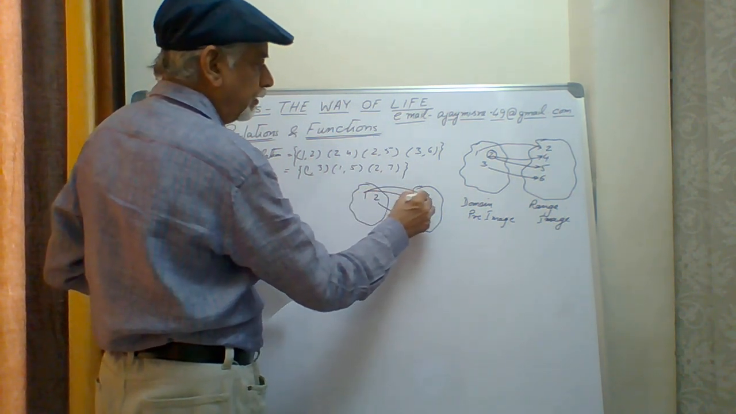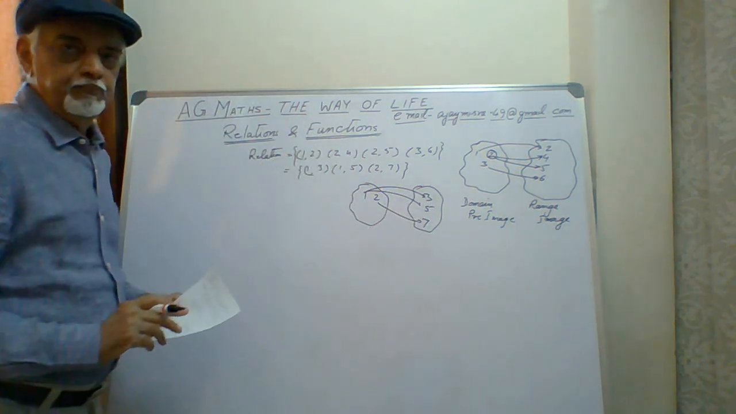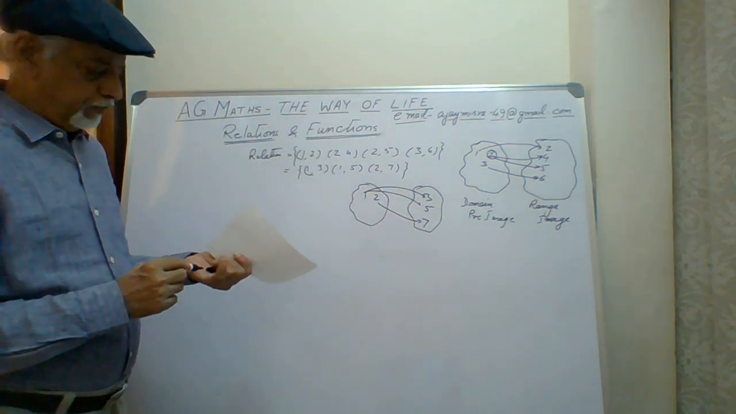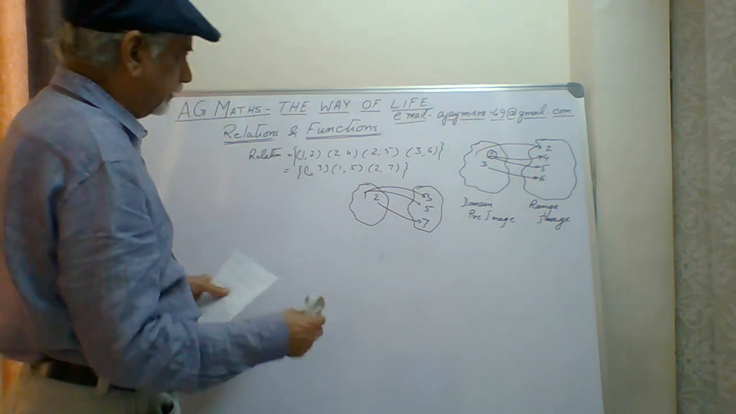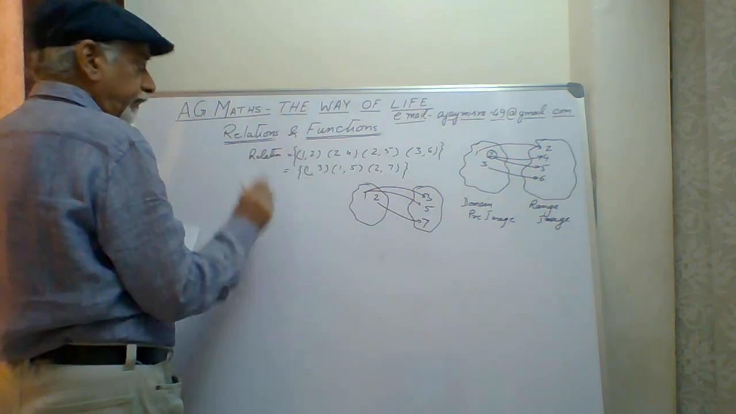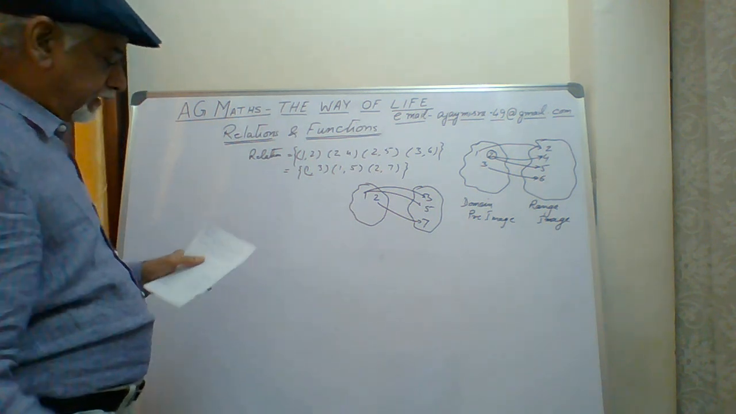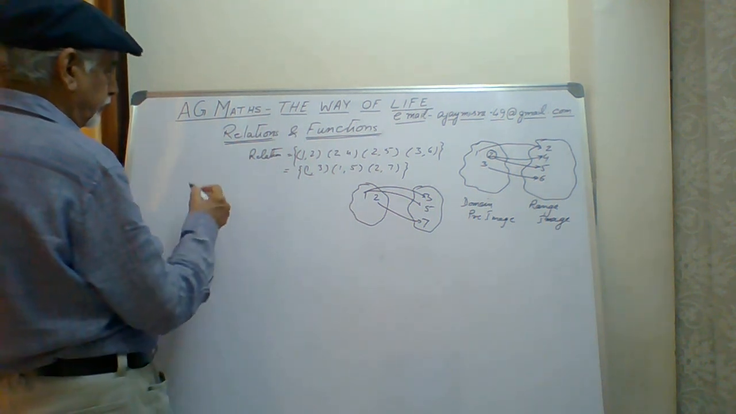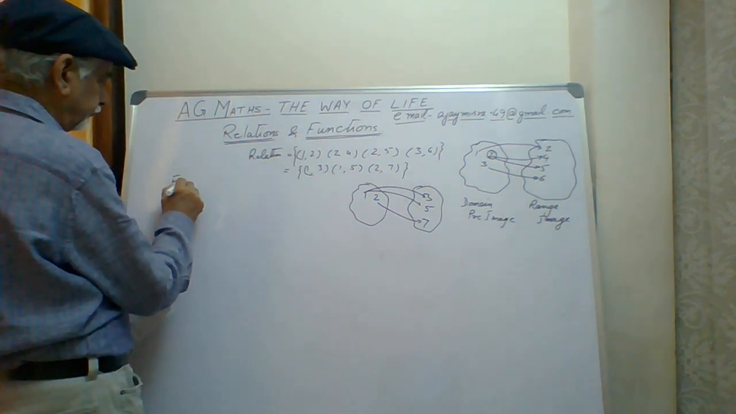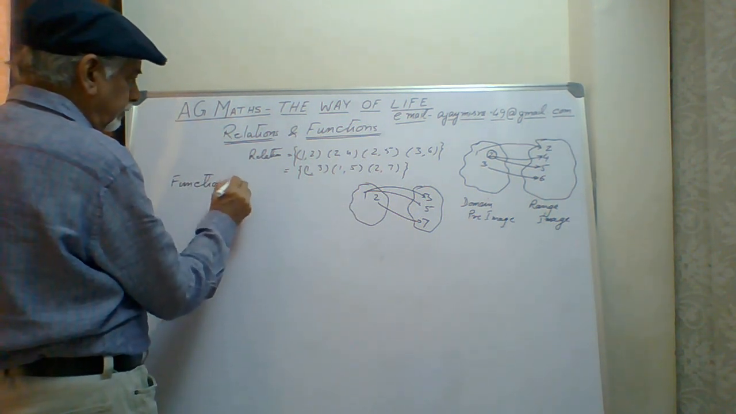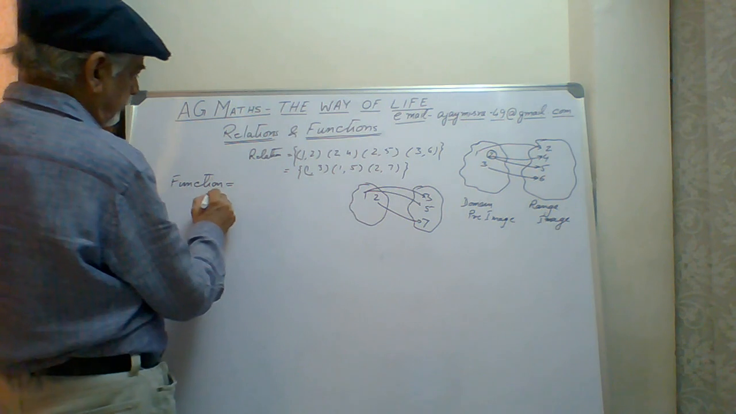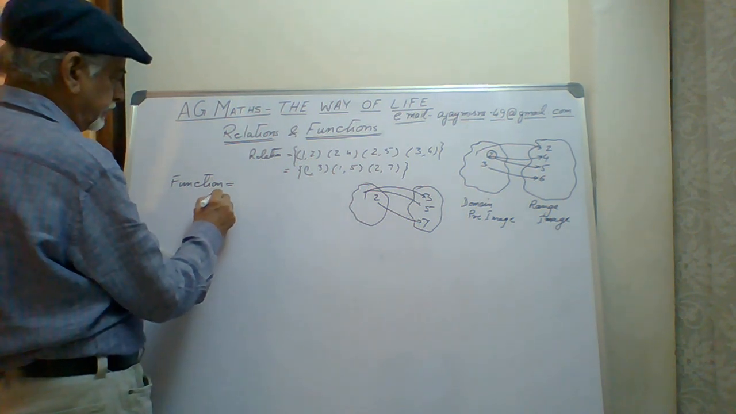So this is how a relation is defined. There will be different types of relation that we are not going into detail for. Now there is a difference between this relation and function. If I tell you what a function is, first I give you the example, then I tell you the definition of the function.